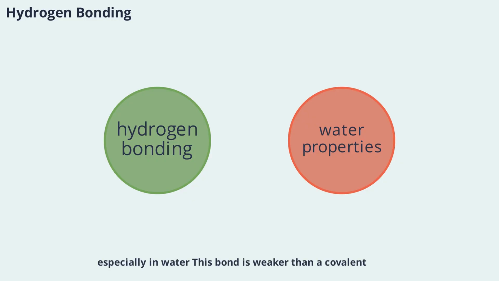This bond is weaker than a covalent bond but stronger than most other intermolecular forces. Hydrogen bonding is responsible for water's unique properties, like its high boiling point and surface tension.